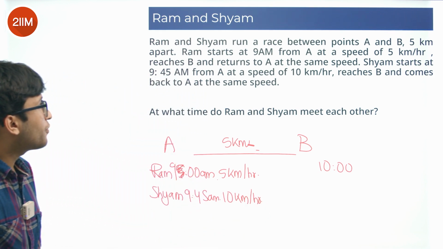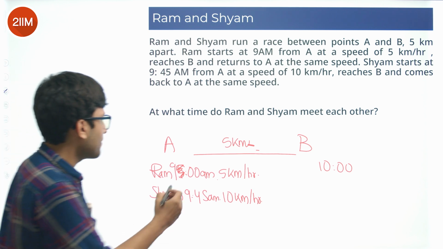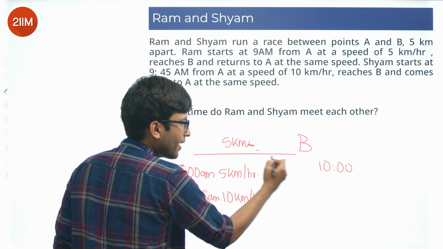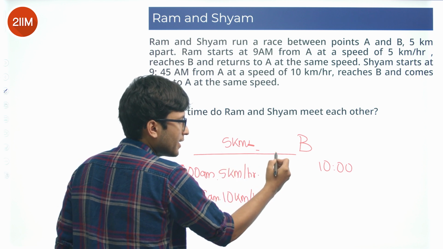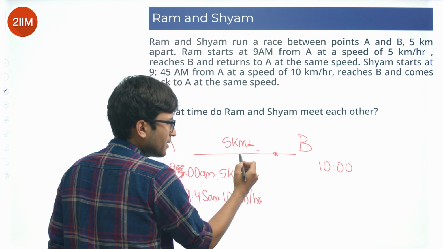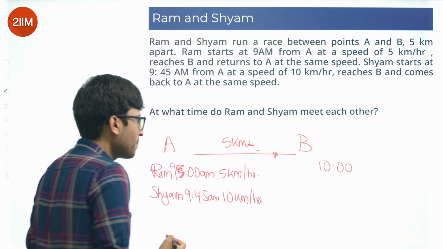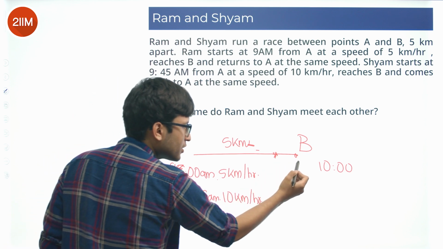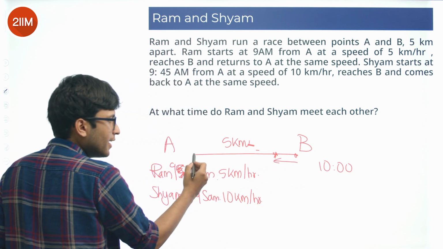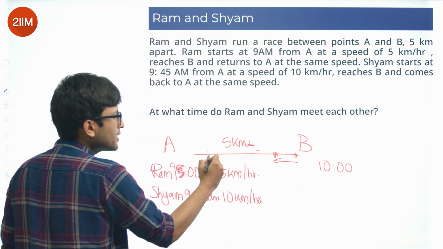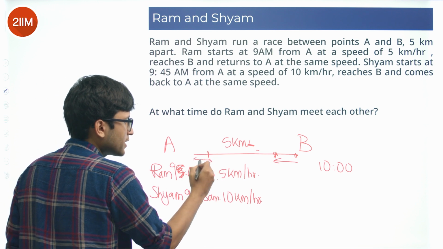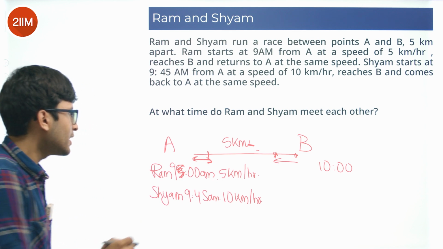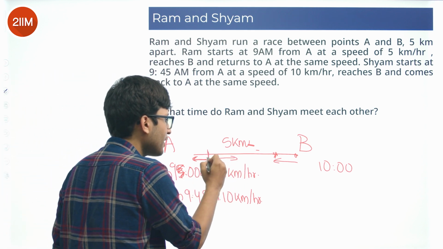Okay, so we have to find out where they would be meeting. What would be happening is, first of all, Ram would be traveling, and at 9:45 he would be at some location just before B. Then at 10 he would reach B and start moving back, and in that 15 minutes Sham would have moved a little distance.